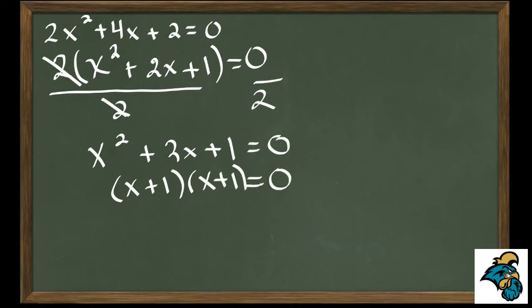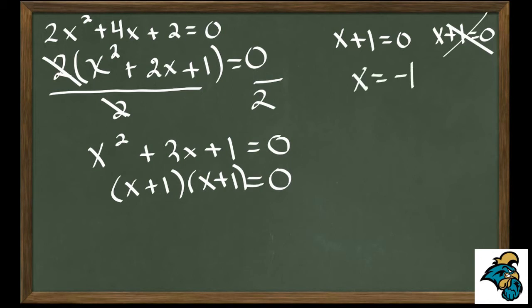Now that we have it factored and we have it equal to 0, we can use the zero product property. The zero product property, remember, tells us that we can take each factor and set it equal to 0. Well, notice both of the factors are the same. So we don't have to solve this twice. We can ignore one of them. When I solve this, x is equal to -1.